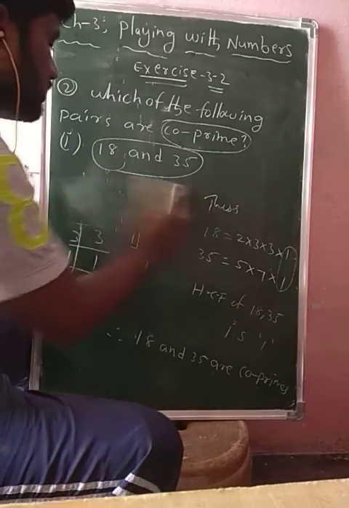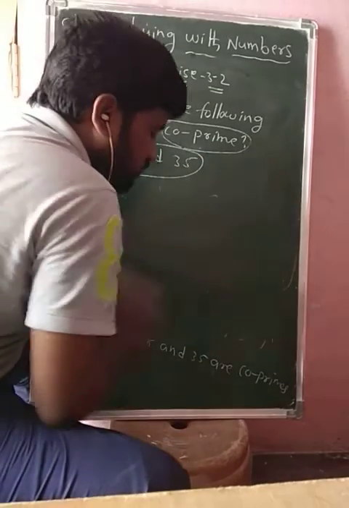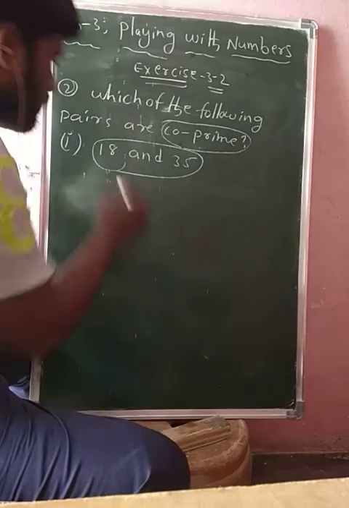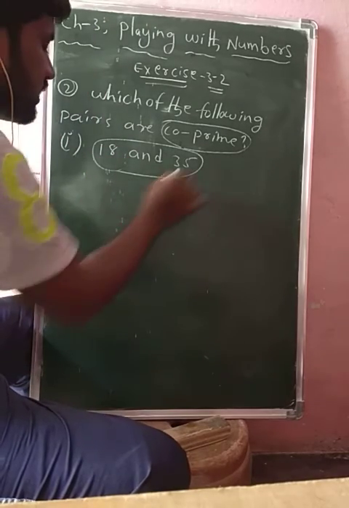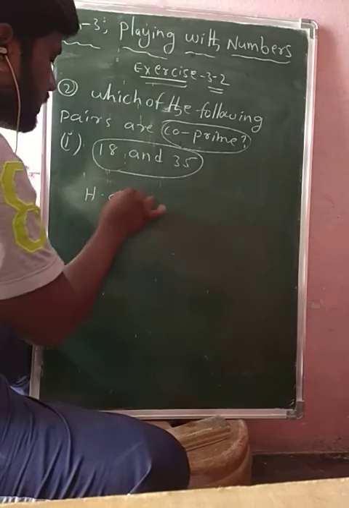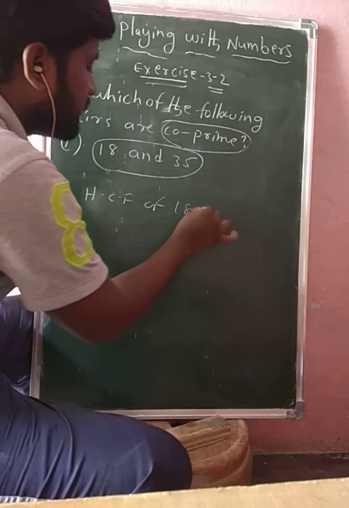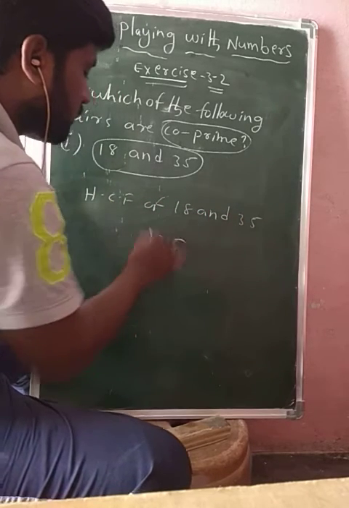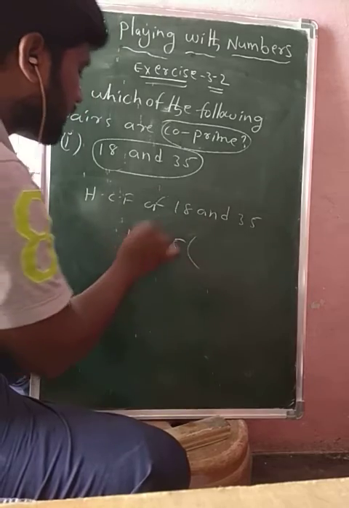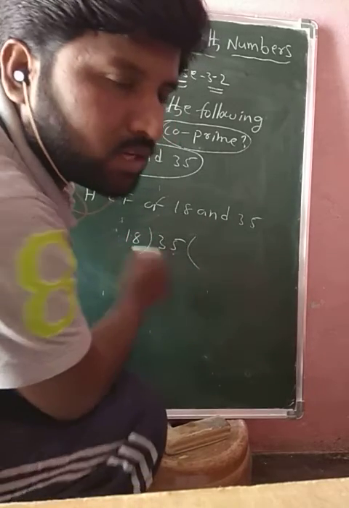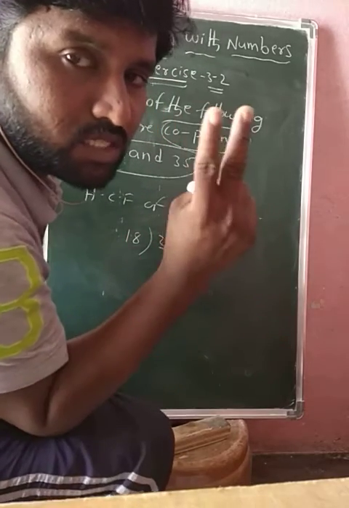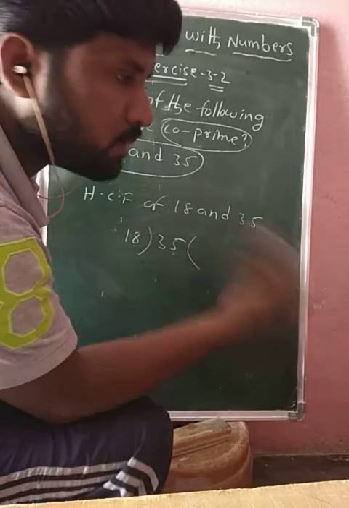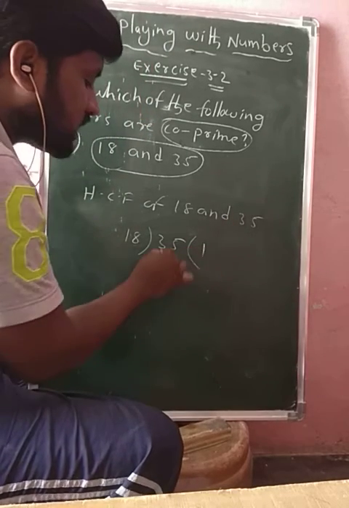Continued division method, I just want to remind you. The HCF of 18 and 35. I am dividing the bigger number 35 by the smaller number 18. By reading the 18 table, 18 1s are 18, 18 2s are 36. Means the dividend is crossed. Come back. 18 1s are 18.